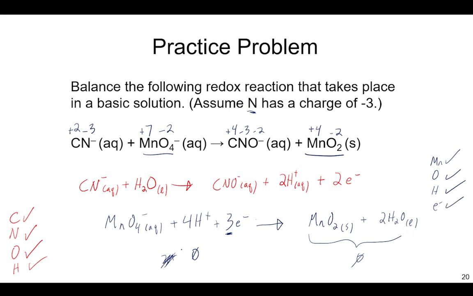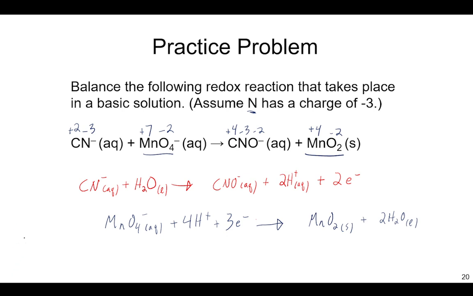Okay, so now I am at the point where I have balanced all my atoms and my electrons, and I'm ready to add these two reactions back together to make a whole reaction. But before I do that, I need to ensure that the electrons are going to cancel out. And I need to find the common multiple here.